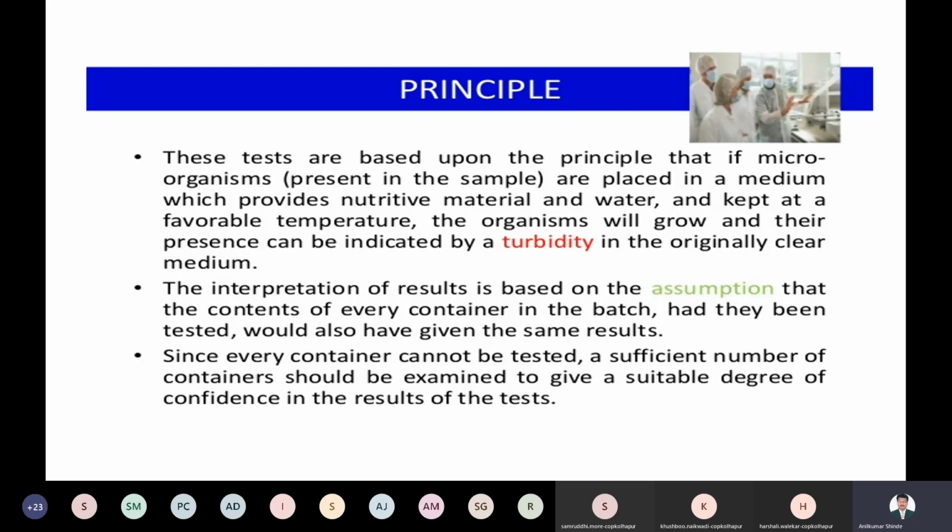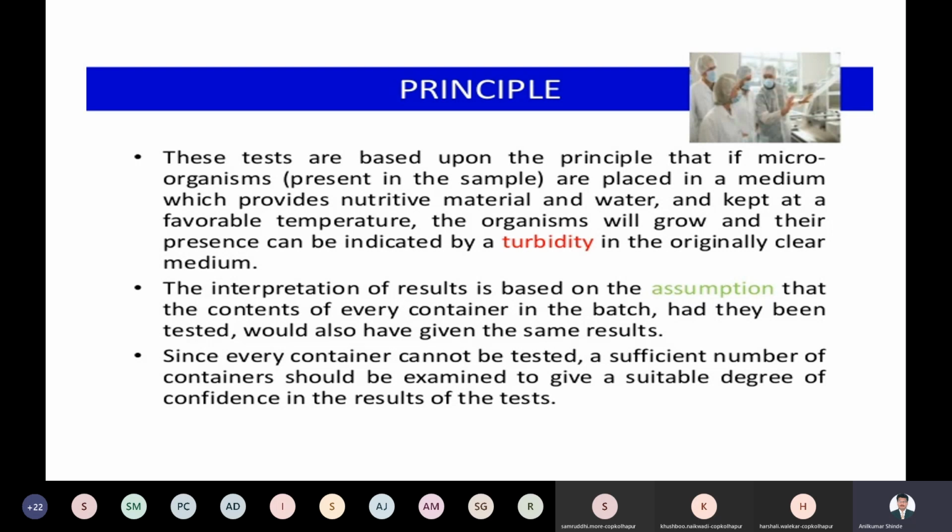So how much representative sample will be taken from that batch, right? From hundreds of bottles, whether you want to take 10, whether you want to take 2, whether you want to take 4, right? And test that representative sample, and after testing, you can predict that your batch of the formulation is free from bacteria. Understand it? So a sufficient number of containers should be examined to give a suitable degree of confidence, right?